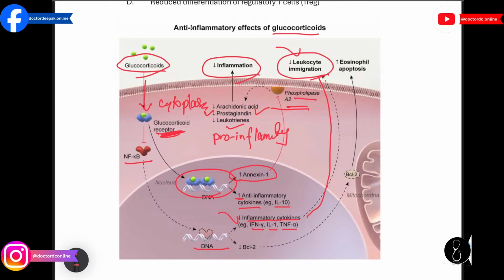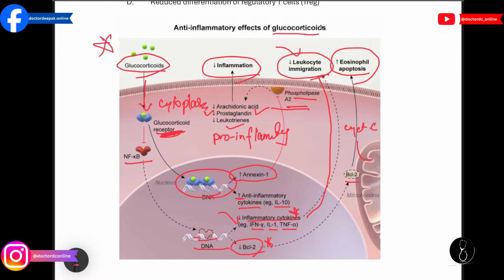One thing more: when NF-kB comes, it will also modify the DNA and decrease BCL2. When BCL2 is decreased, they will go to the mitochondria, there will be release of cytochrome C, and that will cause apoptosis of eosinophils. Understand? They increase apoptosis of eosinophils, T cells, and monocytes, perhaps by decreasing BCL2 expression. And due to this decrease in inflammatory cytokines, there is impaired macrophage activation and neutrophil migration.